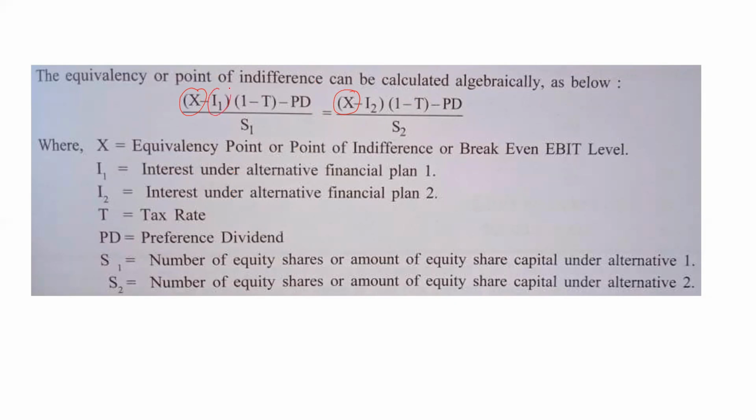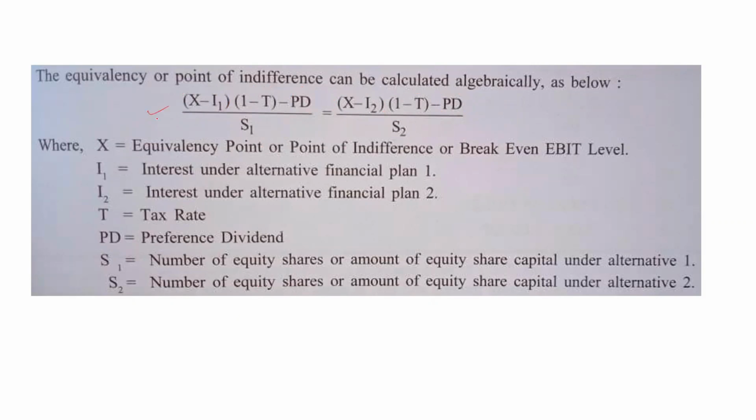This is I1. I1 stands for interest under the first financial plan. This is I2, interest under the second financial plan. This is 1 minus tax, and this is preference dividend. So there are two alternatives with you. Alternative number 1 is on the left hand side, alternative 2 is on the right hand side. S1 stands for the number of equity shares for alternative plan 1, and S2 stands for the number of equity shares for alternative plan 2, like mixture 1 or mixture 2, you can say.